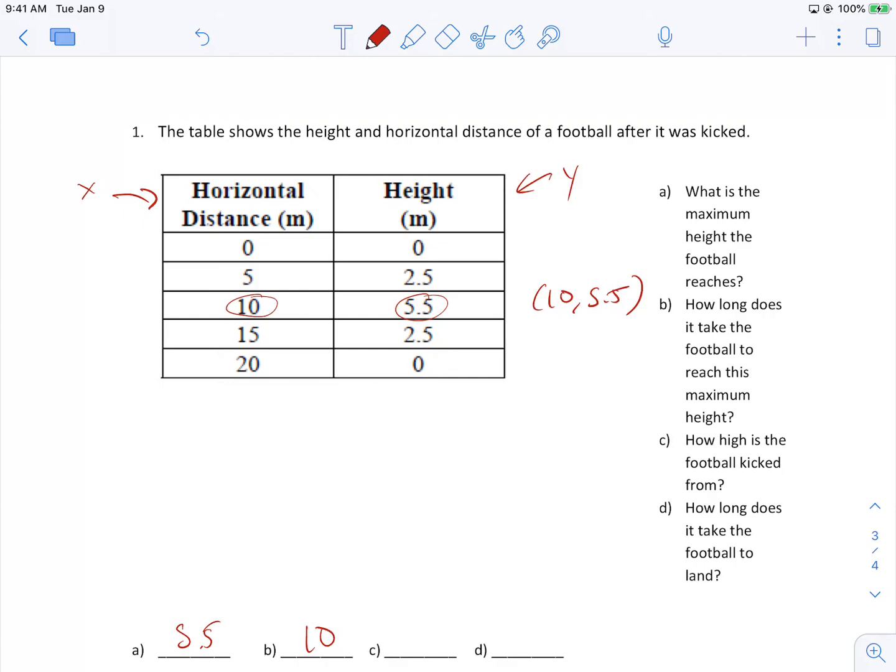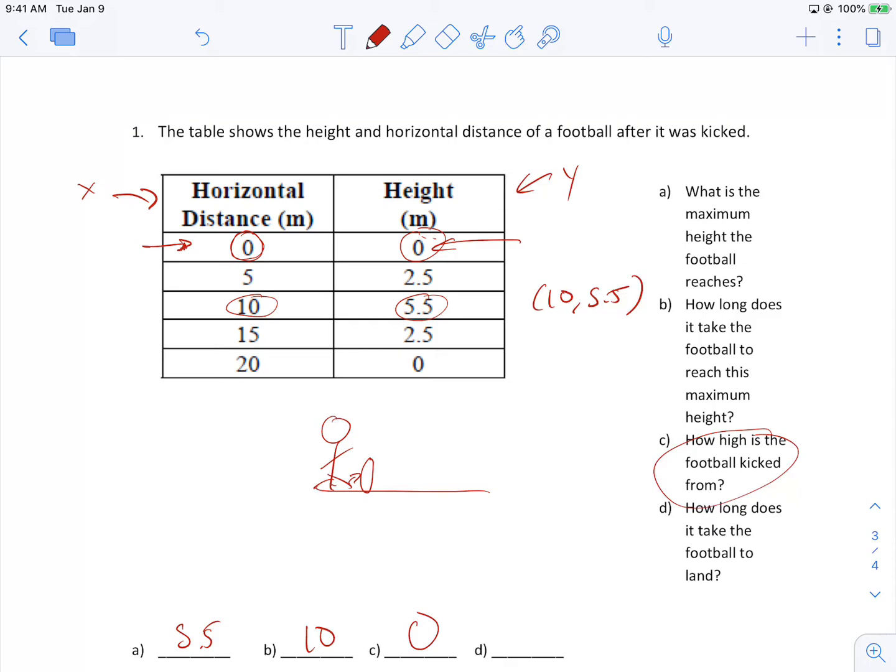How high is this football kicked from? A very good question. To figure out our starting value, we need to go to our starting data, and that is right here. Before we start, we are at a distance of 0. How high are we at that point? Well, we're at 0 meters, which means we kicked this football from the ground. We know that because that is the data given to us here.